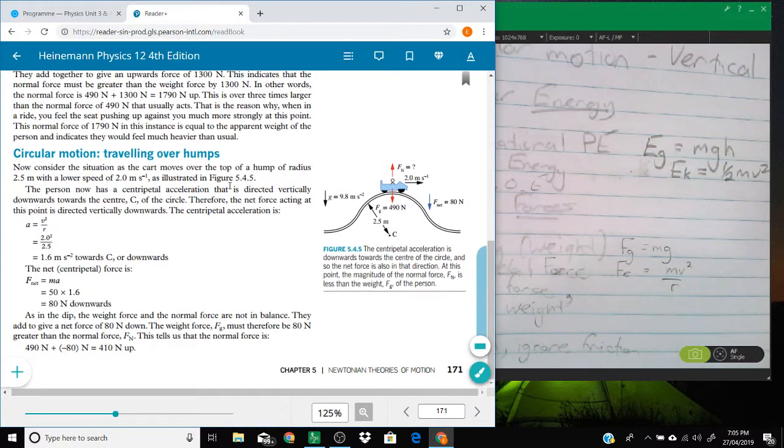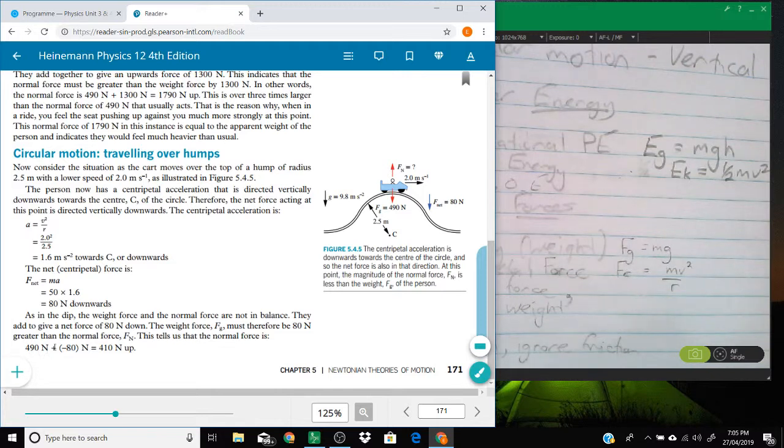All right, so they've done a similar calculation: centripetal acceleration times the mass. So the force is downwards. As in the dip, the weight force and the normal force are not in balance. They will give a net force of 80 newtons down. The weight force Fg must therefore be 80 newtons greater than the normal force.